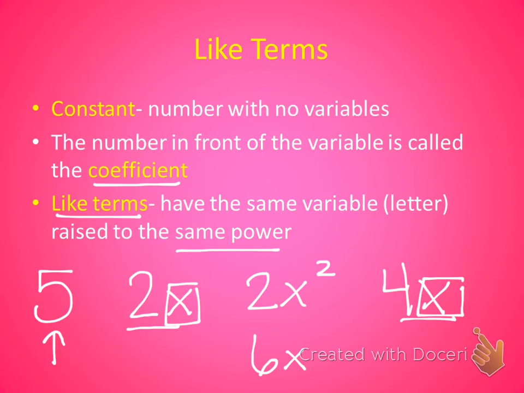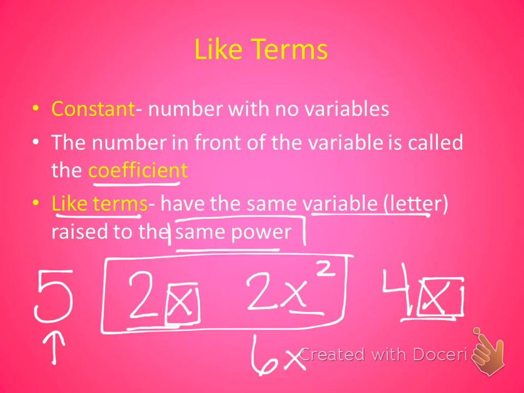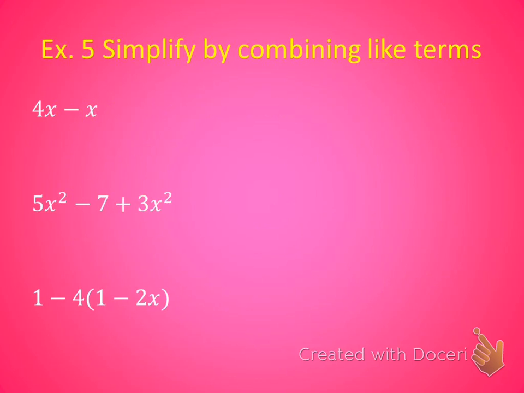Now, I know that 2x and 2x squared are not like terms because I have x and x squared. Those are two totally different variables. So I cannot combine those, okay? I could only combine something like 2x and 4x. So they have to have the same variable or letter, and that variable also has to be raised to the same power. All right, so let's put this into practice. Simplify by combining like terms.